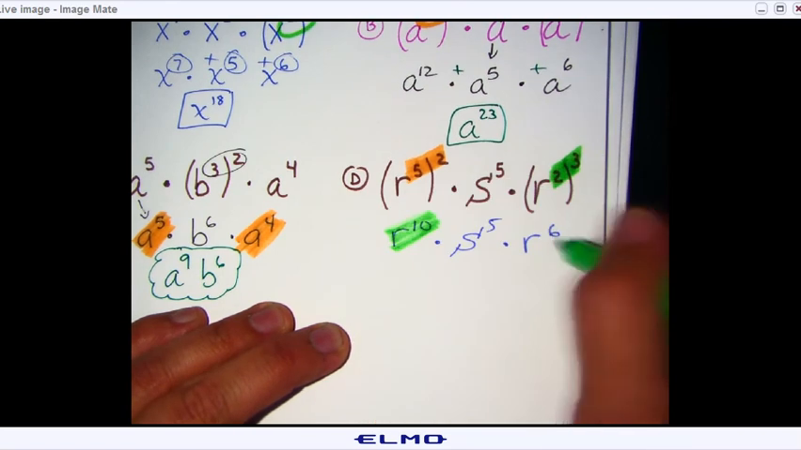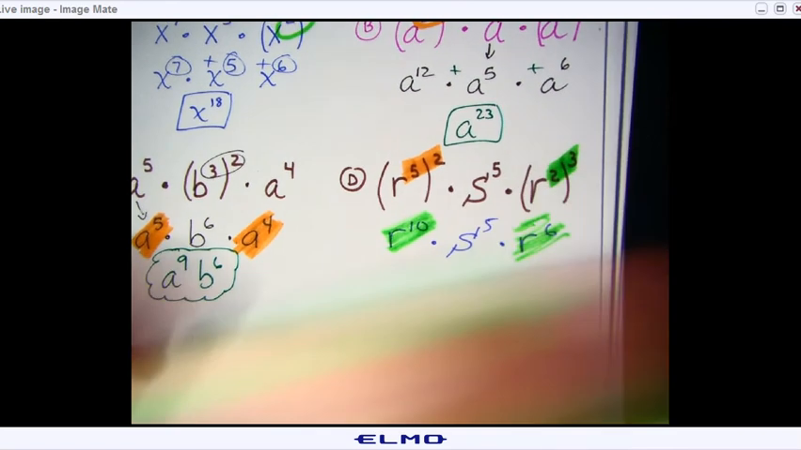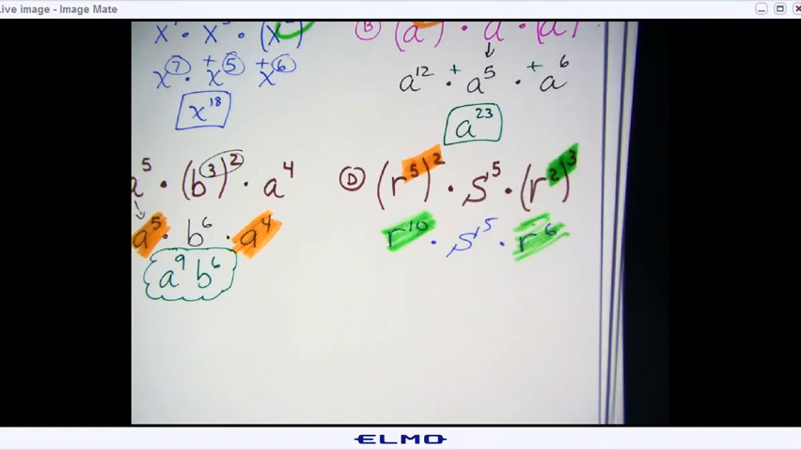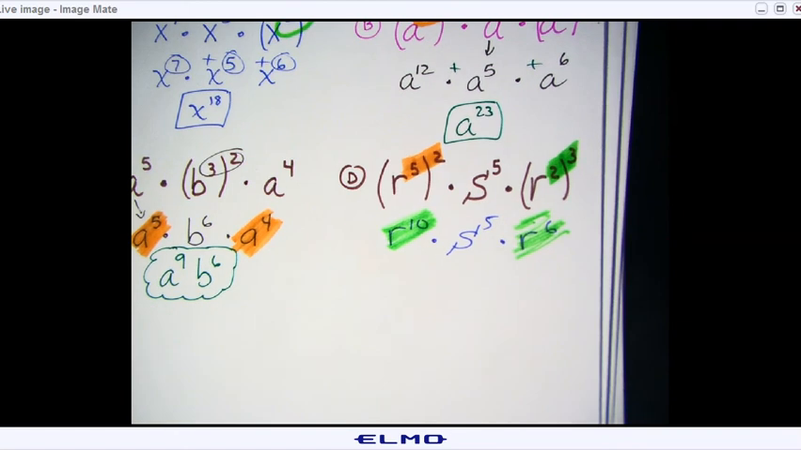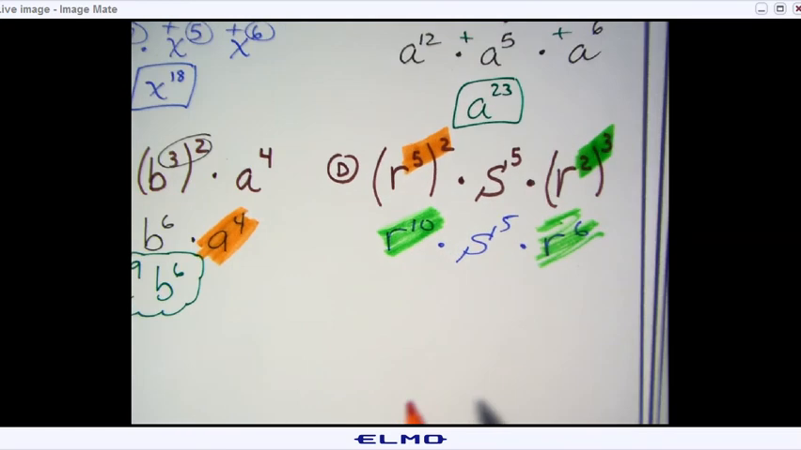So R, R. So how many R's? Emily Espinosa. How many R's? If I have R to the 10 and R to the 6, is it R to the 60 or R to the 16? Emily Espinosa.